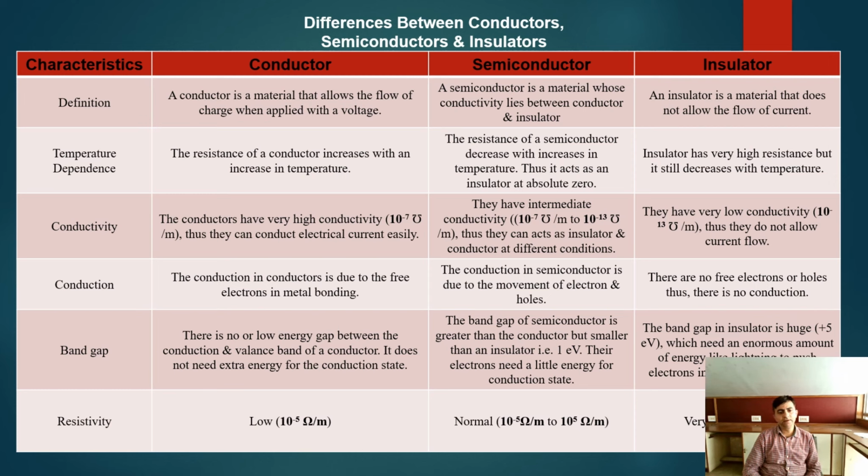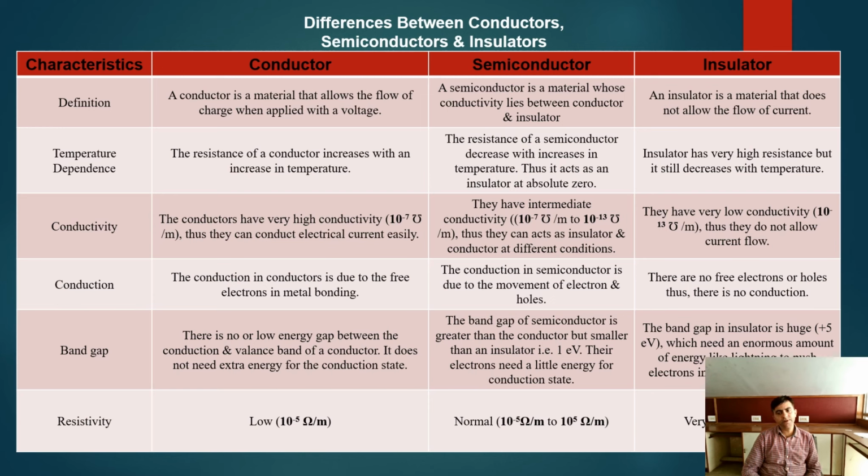Conductivity: conductors have very high conductivity, of the order of 10 to the power 7 siemens per meter. Semiconductors have intermediate conductivity, in the range of 10 to the power minus 7 to 10 to the power 13. They can act as an insulator and as a conductor under different conditions. Insulators have very low conductivity, so they do not allow current to flow through them. So conductivity is the main difference between these three different materials: conductor, insulator, and semiconductor.